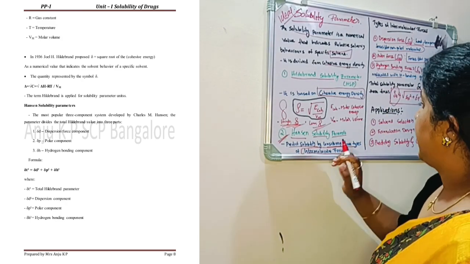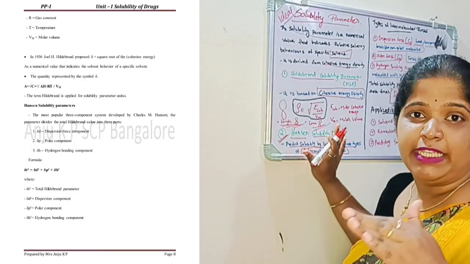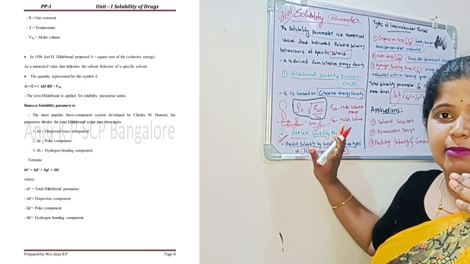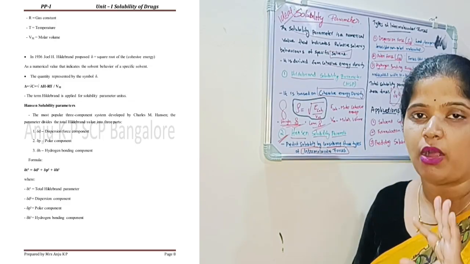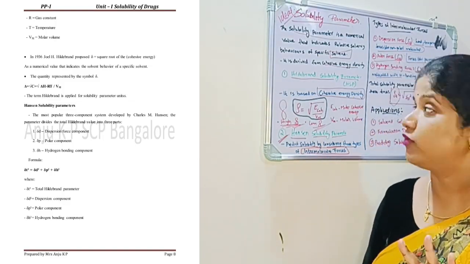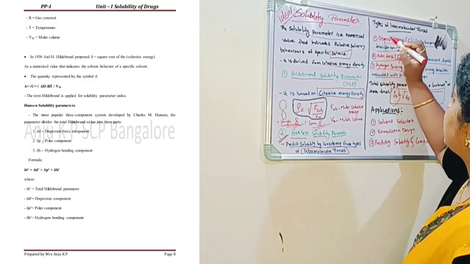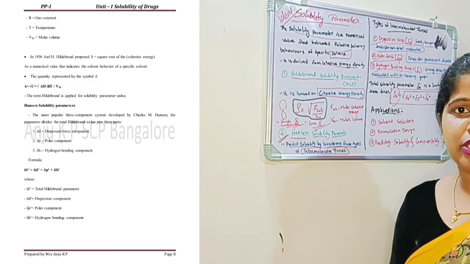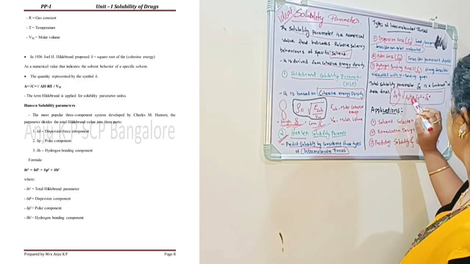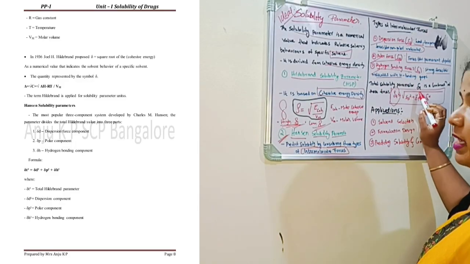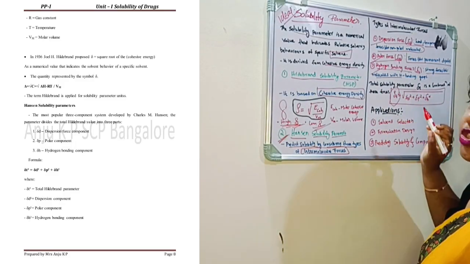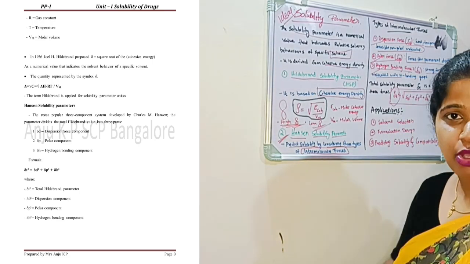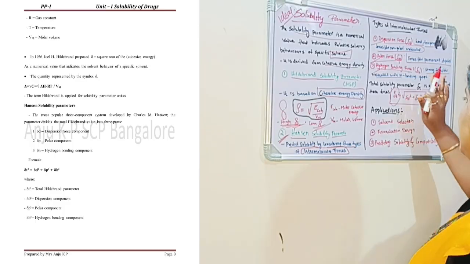Hansen divided the total Hildebrand intermolecular forces into three component systems. That means three intermolecular forces are involved: dispersion force, polar force, and hydrogen bond. And he wrote the total solubility parameter, delta T, as the square root of delta D squared plus delta P squared plus delta H squared. This is what Hansen did.